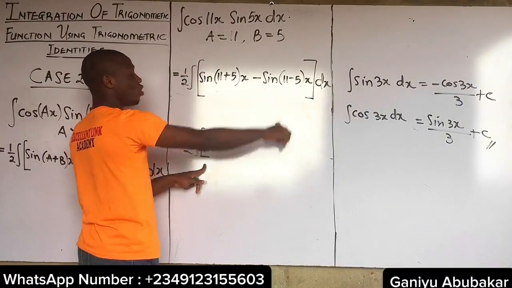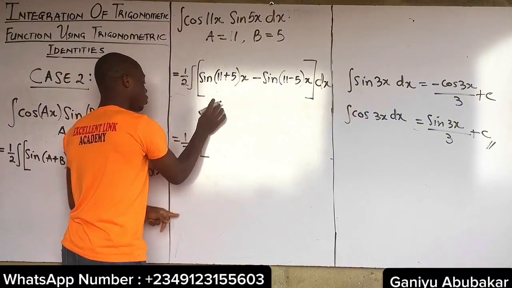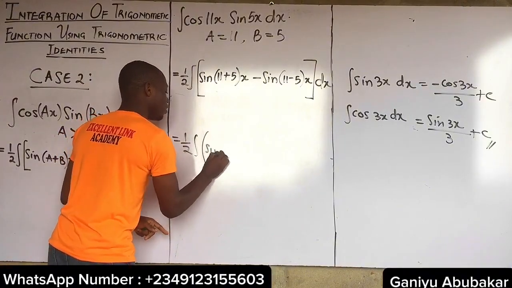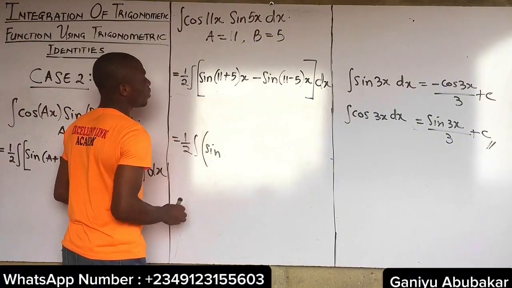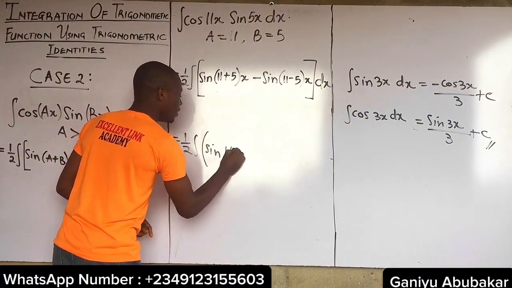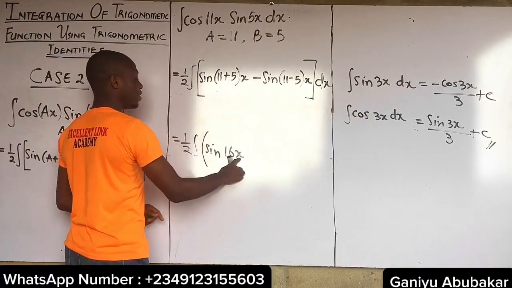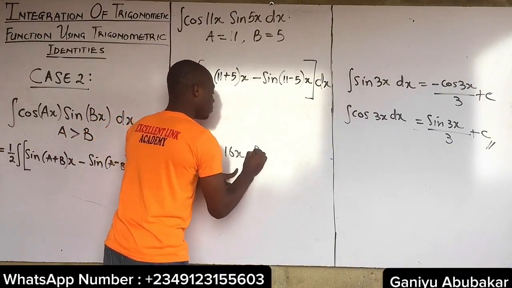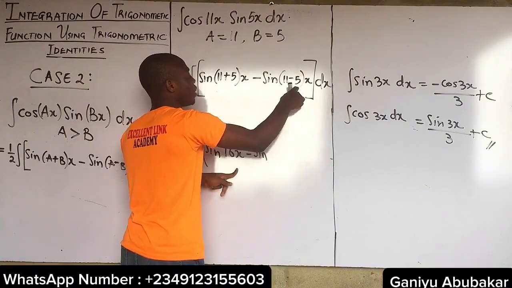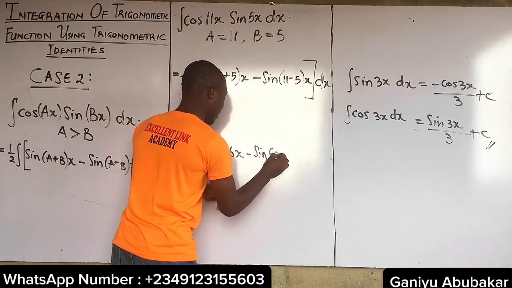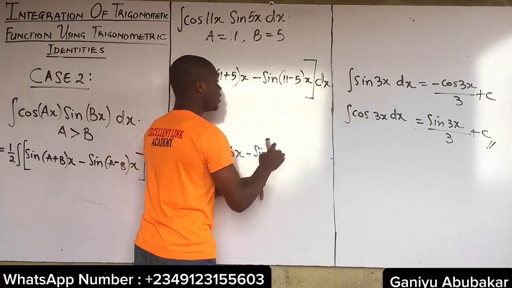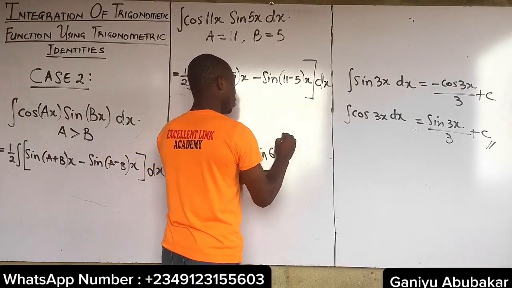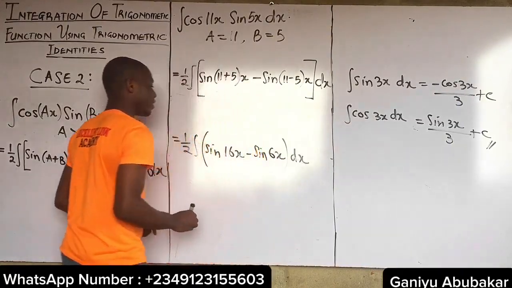So that you understand this concept, I have the integral of sine 11 plus 5, that will give 16, sine 16x. All right, minus sine 11 minus 5, which will give 6, sine 6x. Next up, this is the x.